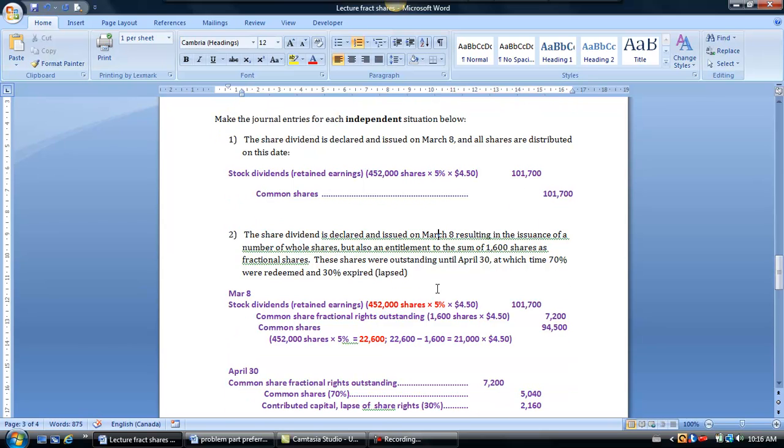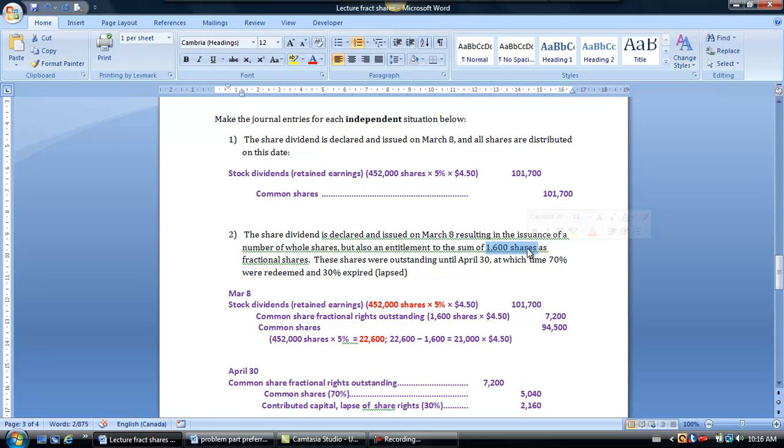Now, let's assume that instead the share dividend is declared and issued March the 8th, and it results in some whole shares being created, but it also results in some fractional shares that equate or add up to 1,600 shares.